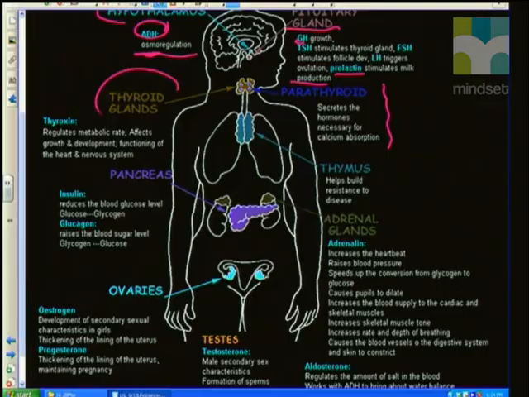We are interested in the thyroid glands. Notice where it's found. It is found over the larynx. Secretes only one hormone, the thyroxine. It controls the metabolic rate.